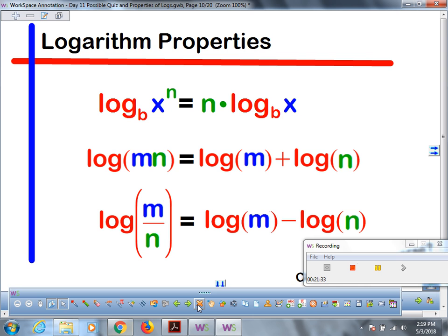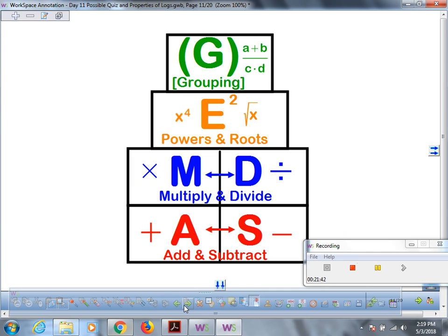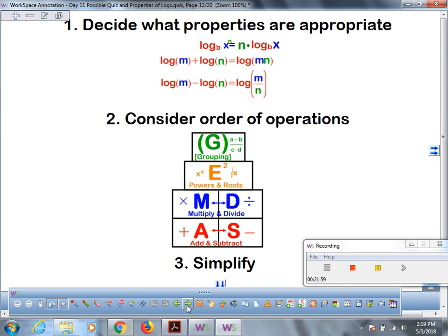Are we ready? Okay, so we're going to work in reverse. The only reason we're going to use PEMDAS or GEMDAS or whatever you want to call it is that we're going to use the order of operations to do this because these are going to be big, long, ugly things, and we're going to simplify them down as much as we can. So the first thing we're going to do is decide which properties are appropriate. The second thing is to consider our order of operations, and then we're going to simplify as far down as we can go.